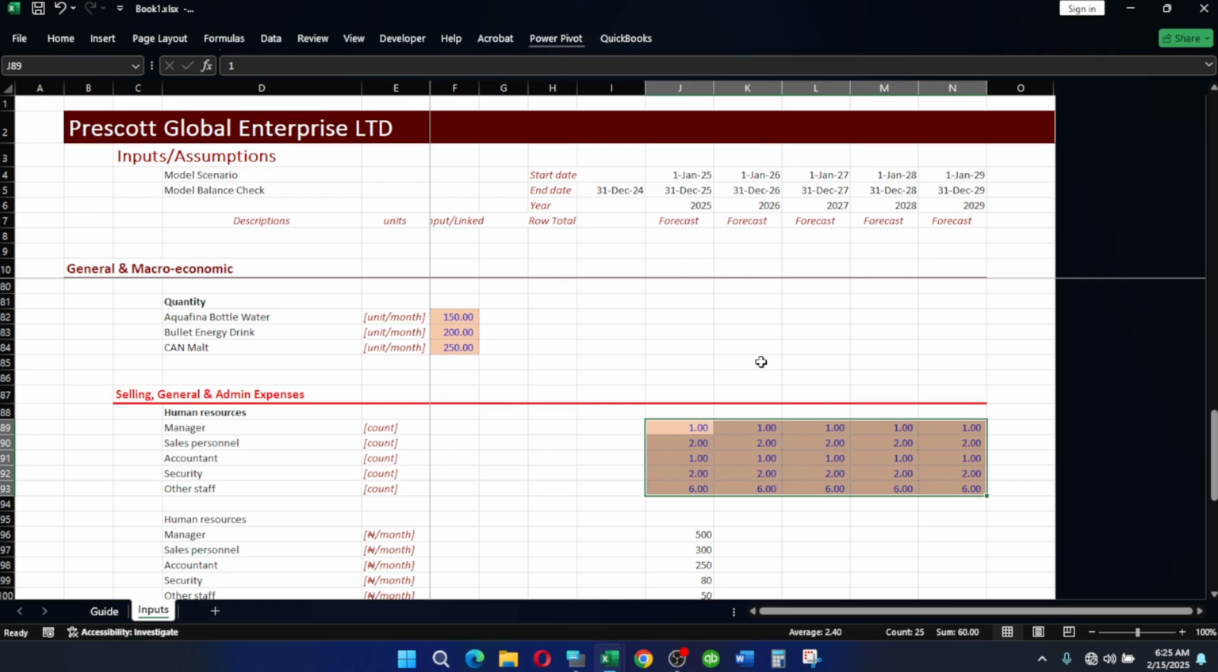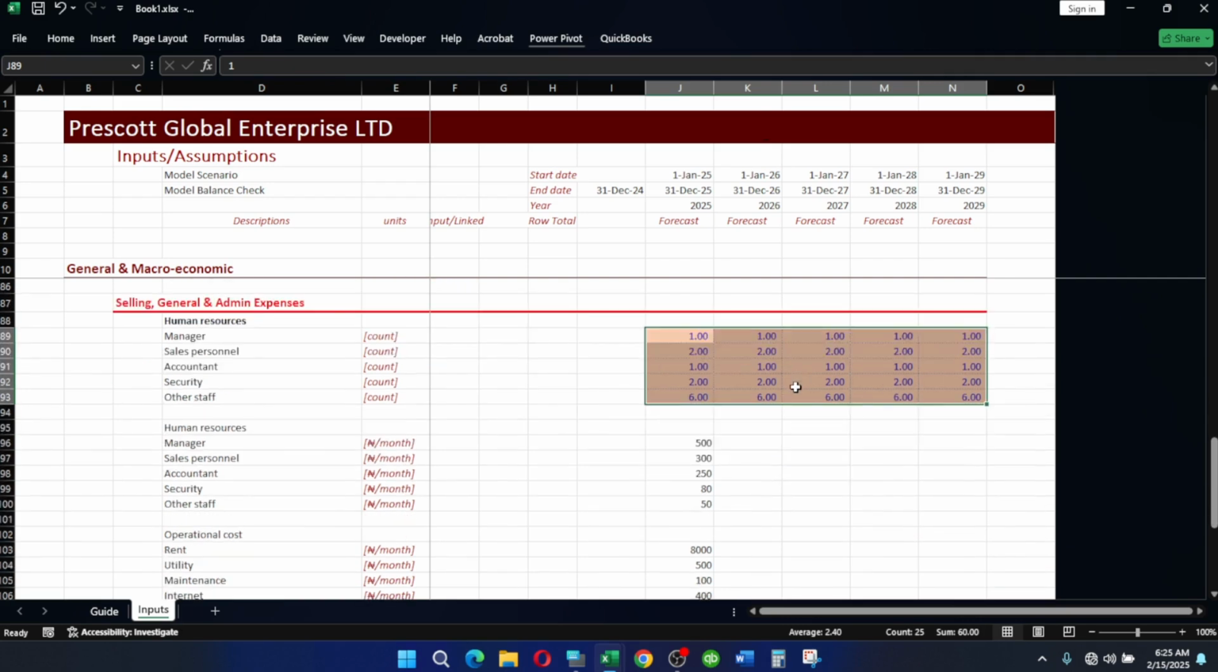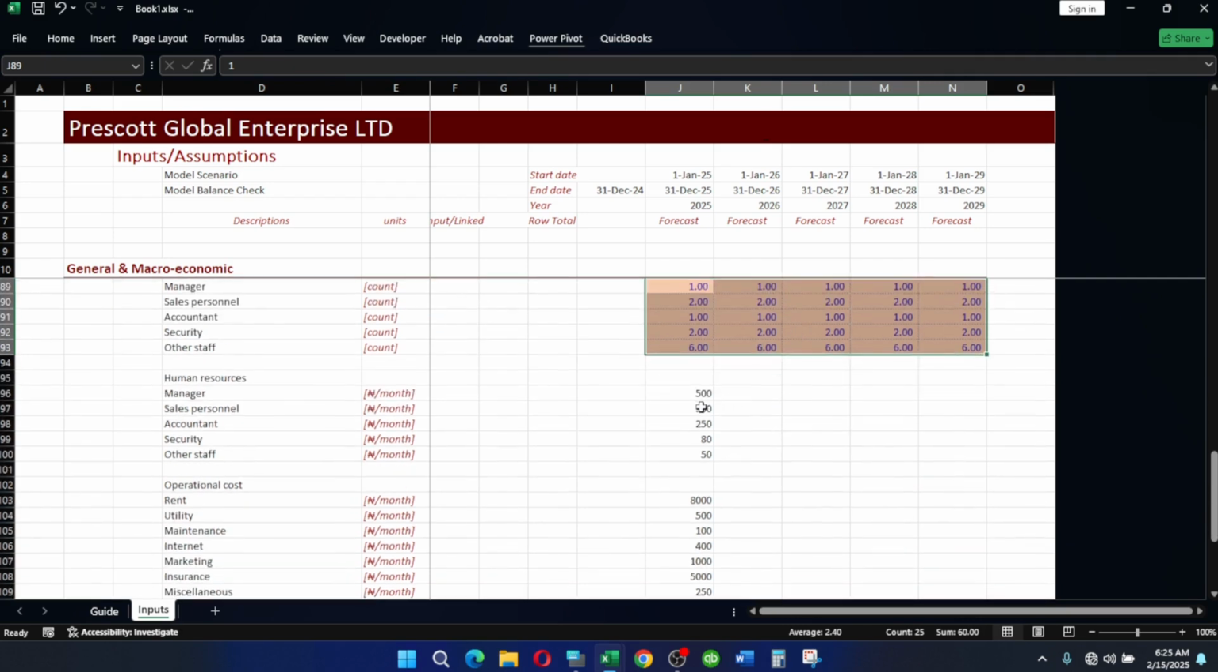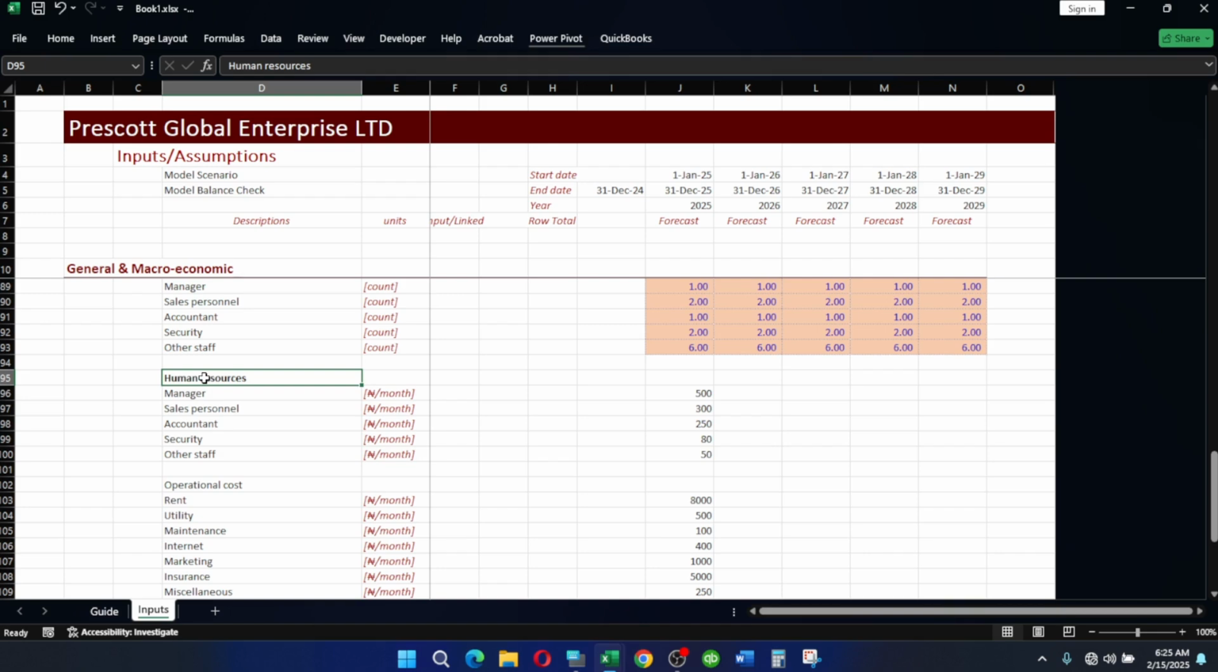On a minimum, this is how we want to operate. So now, how much will you pay these people per month? Yes, how much will you pay this person? So the manager, we are paying the manager 500,000, right, per month. We are assuming that we're going to pay the manager 500,000.